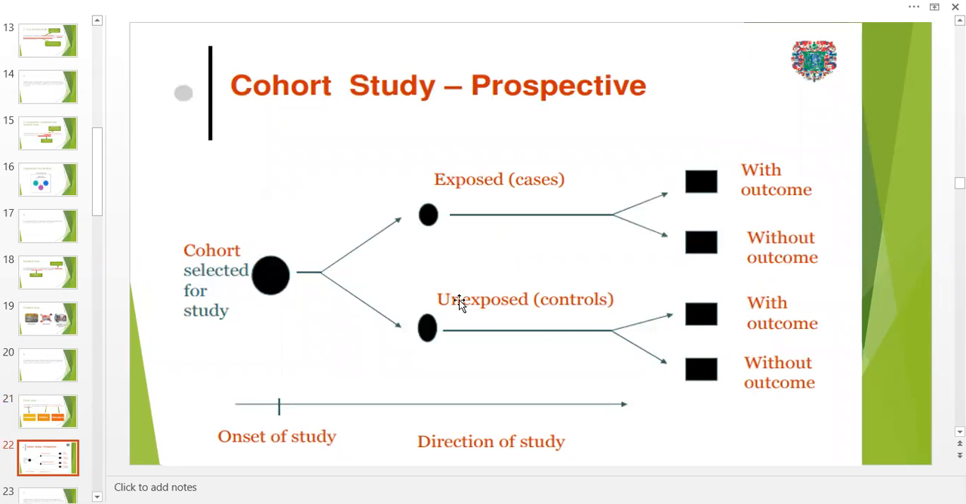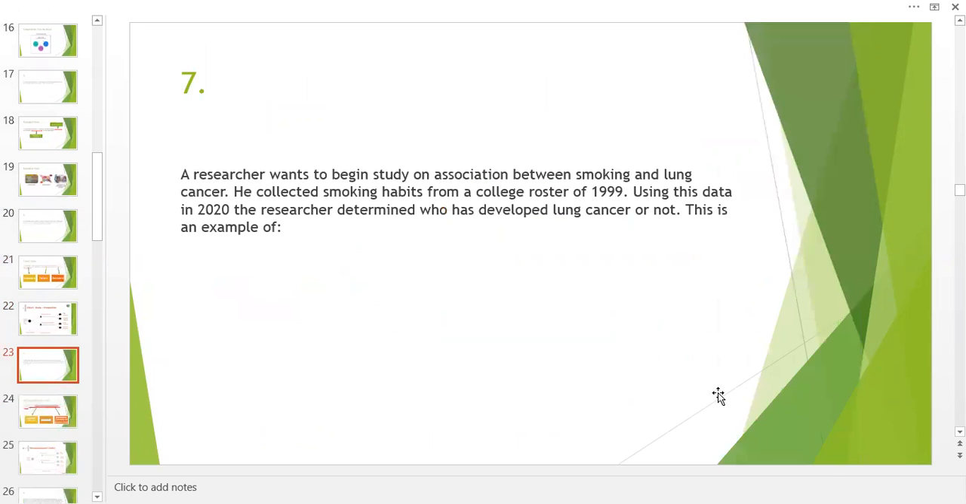In a cohort study, as already discussed, we divide into exposed and non-exposed, and we follow for the outcome. Next scenario: a researcher wants to begin a study on association between smoking and lung cancer. He collected smoking habits from a college roster in 1999. Using this data in 2020, the researcher determined who has developed lung cancer or not. This is an example of? Anybody from the class? Case control. Very nice, Meha. Please explain why it is a case control study.